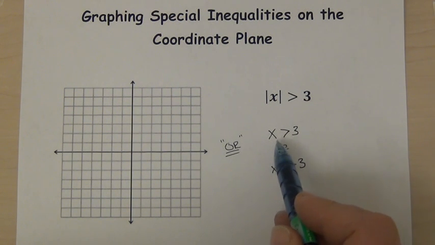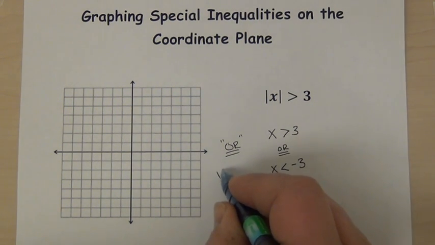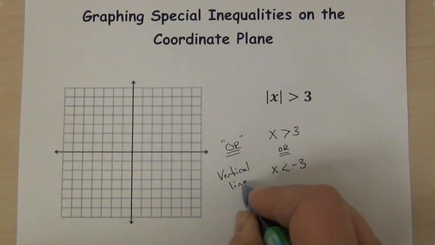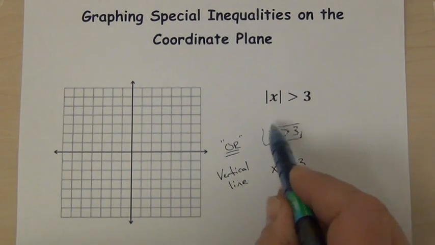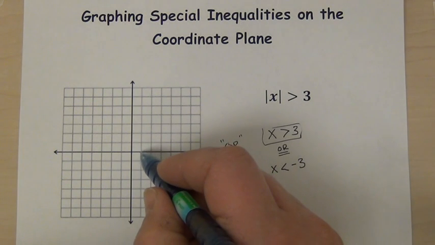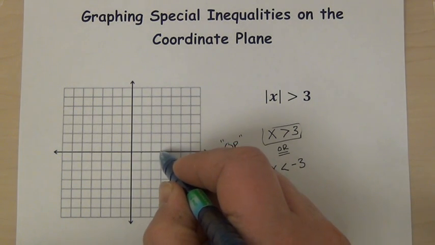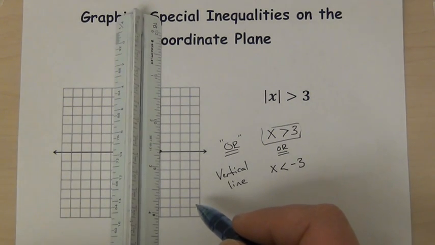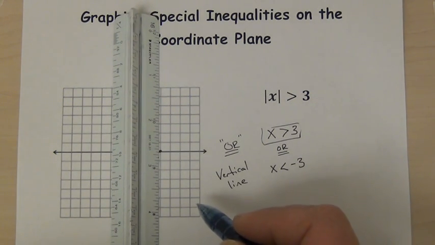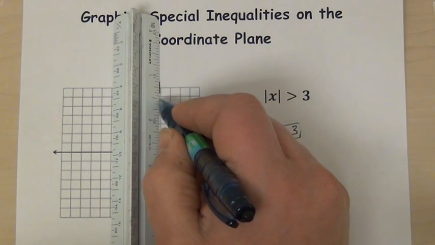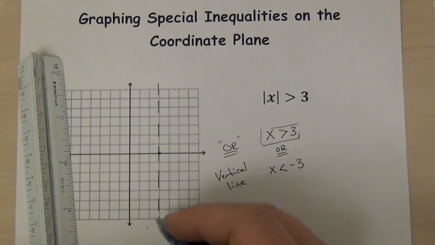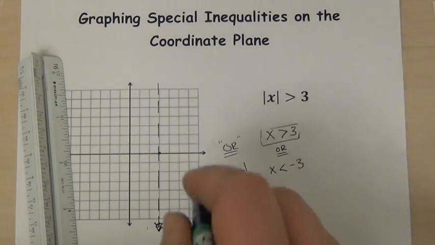Now, since I'm dealing with the variable x, I know another thing. I know I'm going to have a vertical line. So I'm going to graph both of these inequalities. First one, x is greater than 3. I'm going to come over to x equals 1, 2, 3. I'm going to draw my vertical line. It's going to be dashed because it's strictly greater than. This line goes on forever, so I'm going to put my arrows on the end of the line.